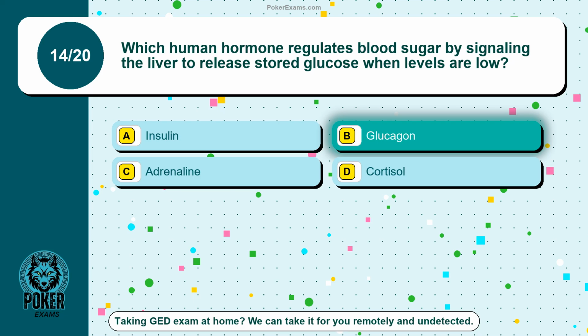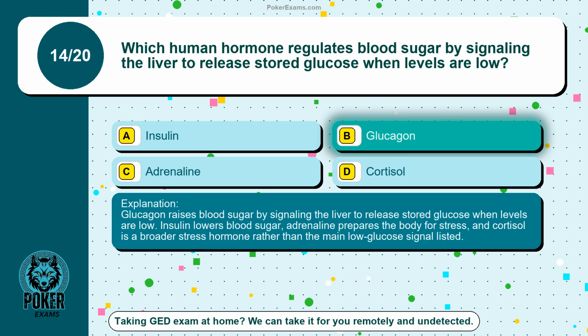The correct answer is option B, glucagon. Glucagon raises blood sugar by signaling the liver to release stored glucose when levels are low. Insulin lowers blood sugar, adrenaline prepares the body for stress, and cortisol is a broader stress hormone rather than the main low glucose signal listed.